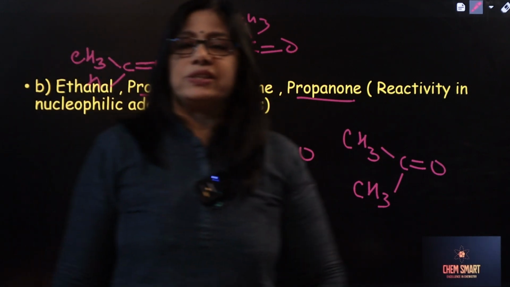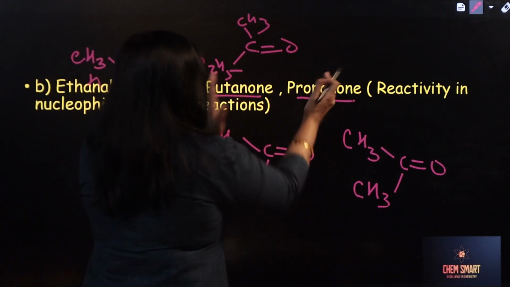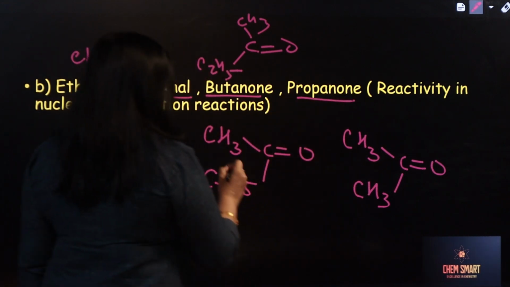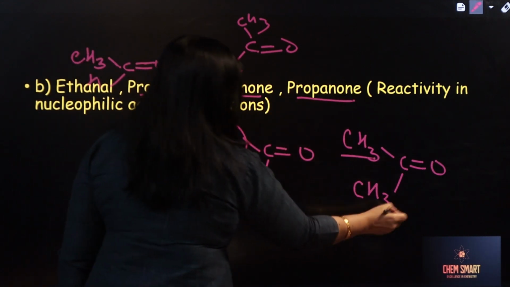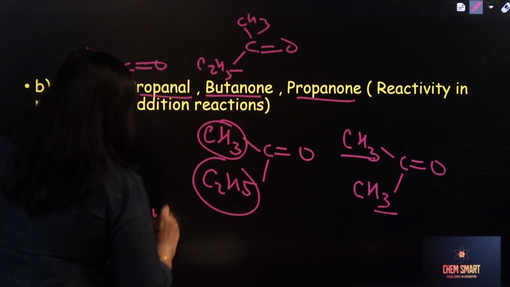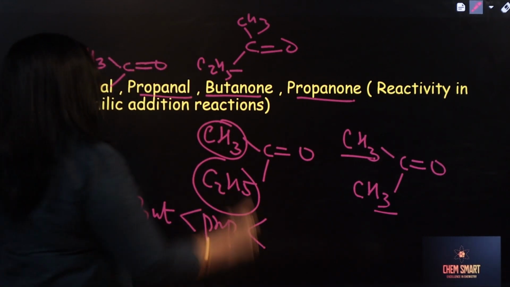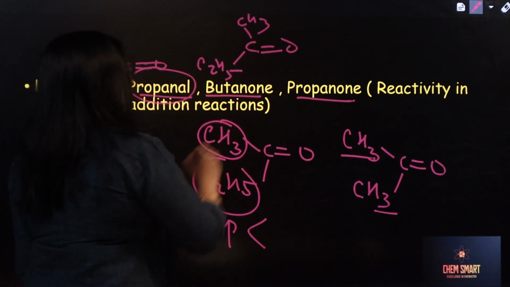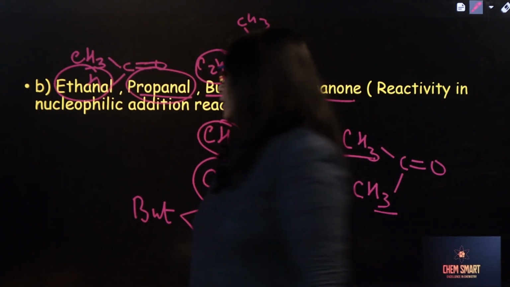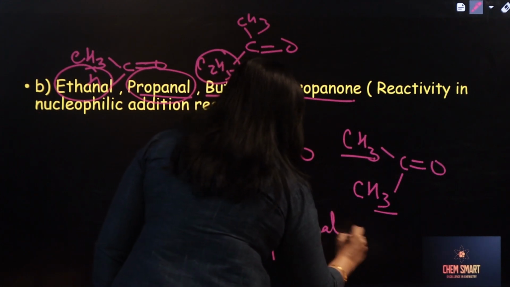Let us compare the hindrances and the electronic reason. Ketones are less reactive. So these two will be less reactive than these two, which are aldehydes. But among these two ketones, this has more bulky groups versus this one. So butanone will be less than propanone. Then among propanal and ethanal, this is more bulky compared to ethanal, where there are only two methyl groups. So among them, propanal will be less than ethanal.